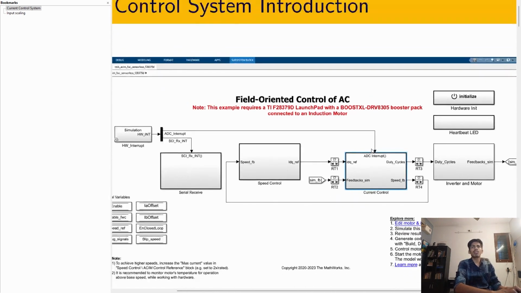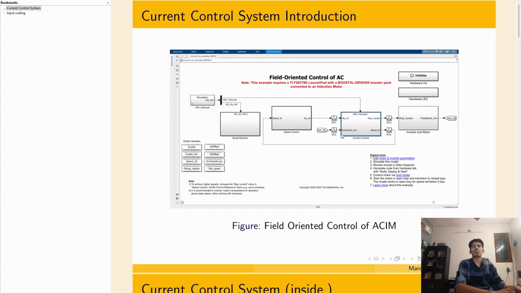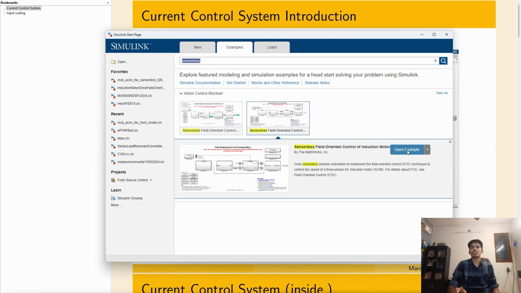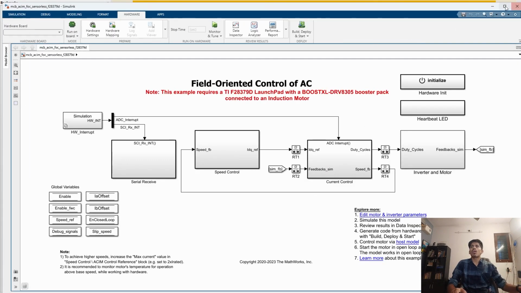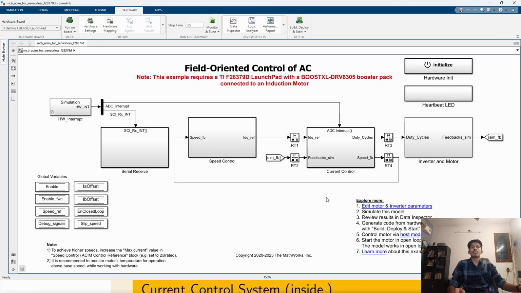I will show how to create this type of block in MATLAB. Open the sensorless FOC. If you type sensorless in the examples, it will show sensorless FOC of induction motor. Okay.